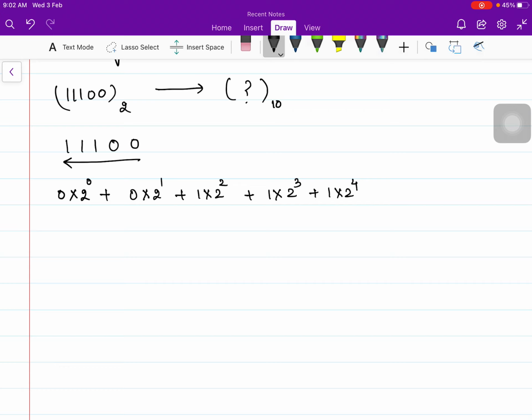The power of 2 goes on increasing and the answer comes out to be 0 plus 0 plus 4 plus 8 plus 16. So 16 plus 12, that is 28. So the answer is 28. So this is how we write our final answer.